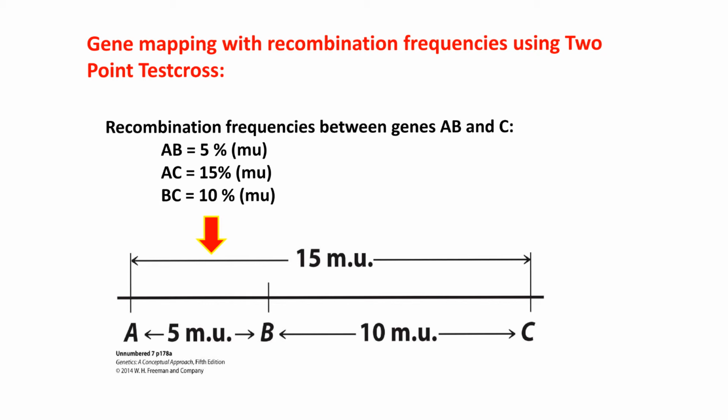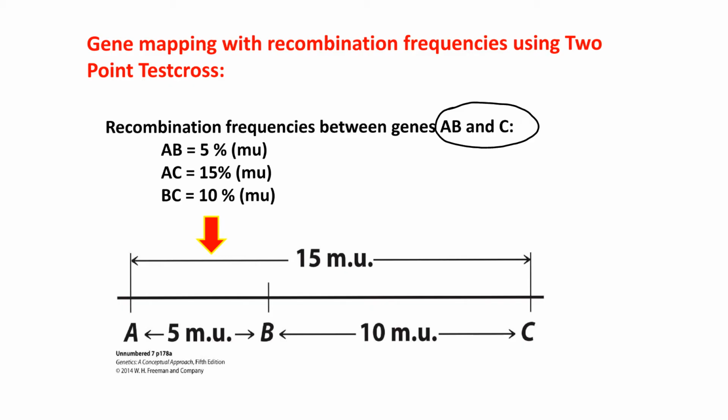You can do it as a two-point test cross when you follow two genes at a time, or you can do it as a three-point test cross when you follow three genes at a time, meaning in each cross. Now let's first look at two-point test cross. So let's consider that you are following genes A, B, and gene C, and you're conducting a series of test crosses where you test cross individuals heterozygous for AB, heterozygous for AC, and heterozygous for BC.